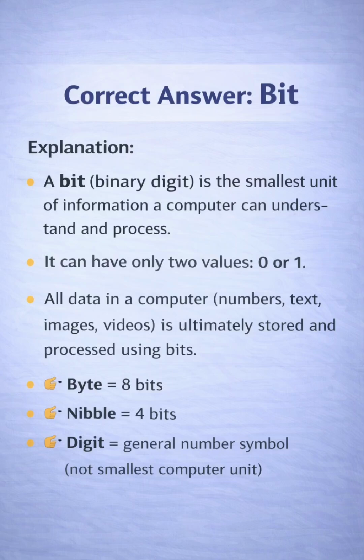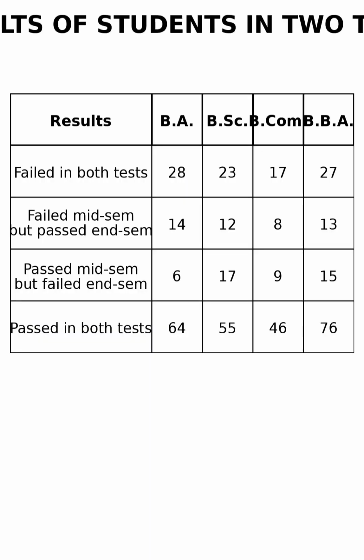Now look at this table carefully. What does it show? It shows the result of students from 4 courses: BA, BSc, BCom and BBA, in 2 tests, the mid-semester test and the end-semester test. First row shows students who failed in both tests. For example, in BA, 28 students failed in both tests. In BSc, 23 students failed in both tests. Similarly, in BCom, 17 and BBA, 27 students failed in both.